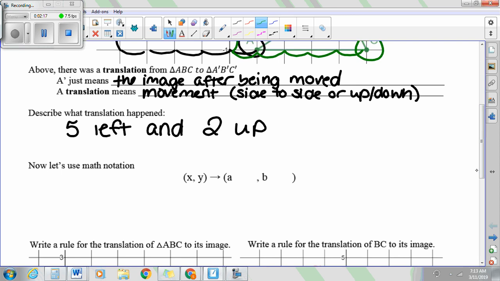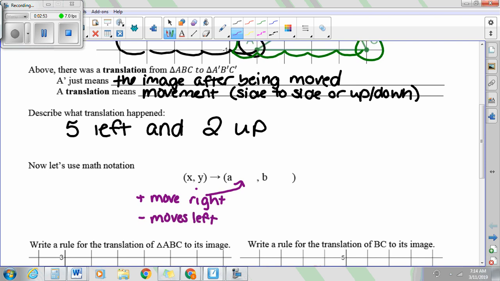So I said, let us use math notation. And the way that you see it is like this. X comma Y, so the coordinate point for one of your starting ones, moves to A something, B something. So here's how this works. The A is either going to have plus a number or minus a number. Plus is going to move us right, however many you say plus. So plus 5 would say 5 to the right. Minus will move us left.